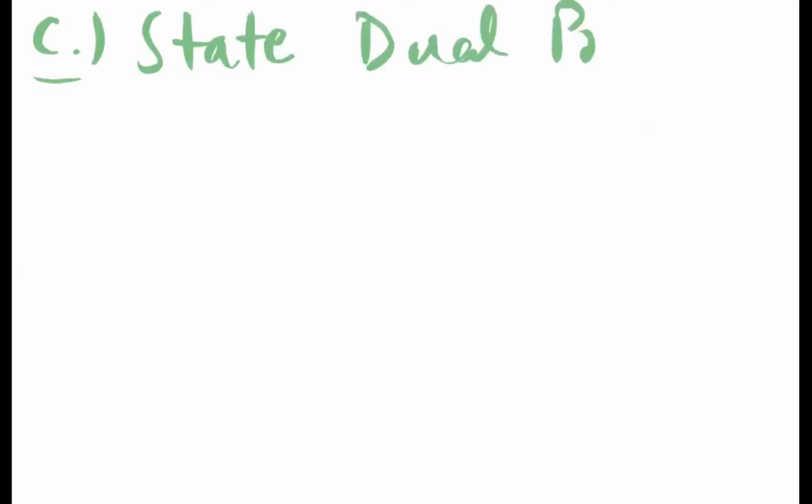Now we want to do a funny thing. We want to state this as a dual problem of this problem, and we then find the optimal value of this dual problem and the optimal solution of this dual problem. Okay.